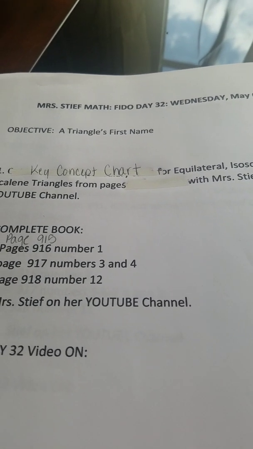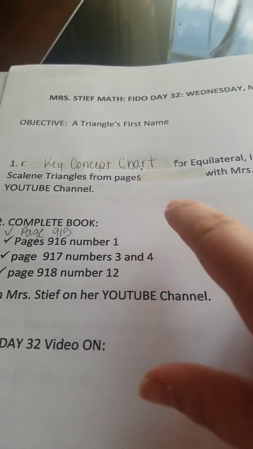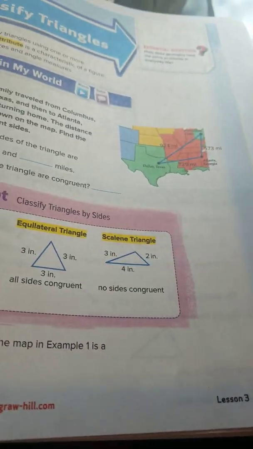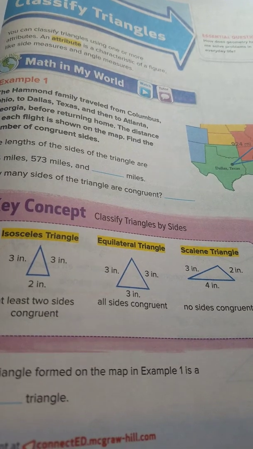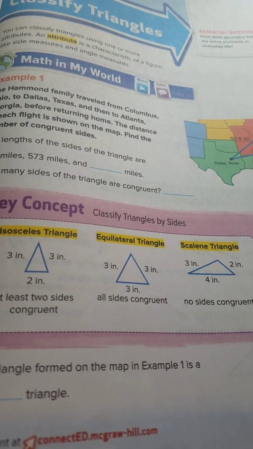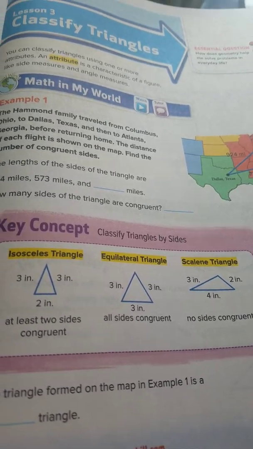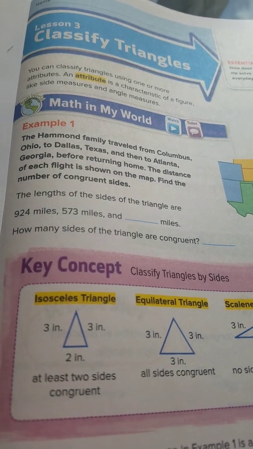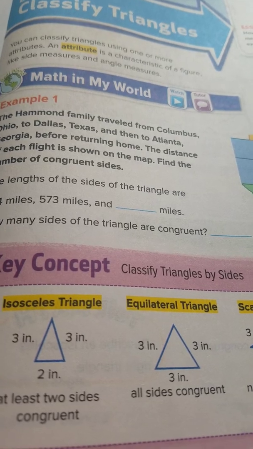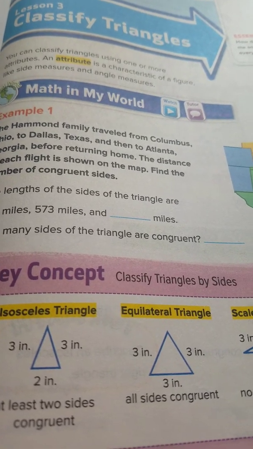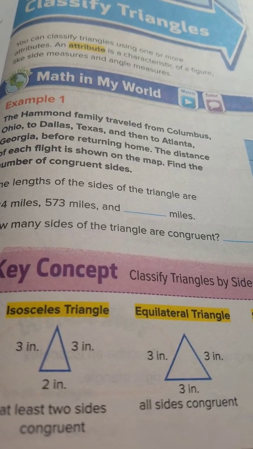We're going to talk about the first name we give to a triangle. We're going to use the key concept chart. It's going to be very important. It's on page 915. This key concept chart, super duper important, boys and girls. We're going to use it to name triangles with their first name. So let's take a look at page 915 here. You can classify triangles two ways. We're going to talk about the first way today. And the first way is based off of how long the sides of the triangle are.